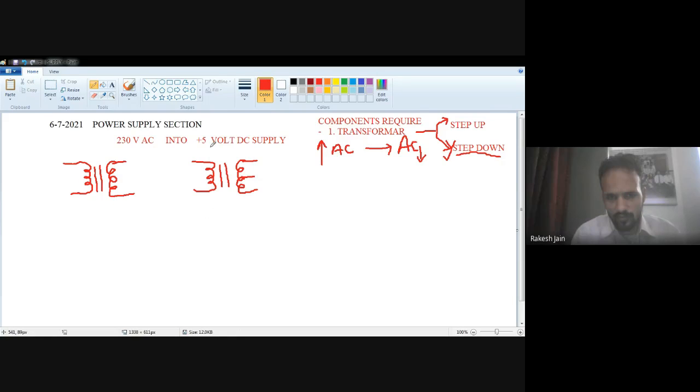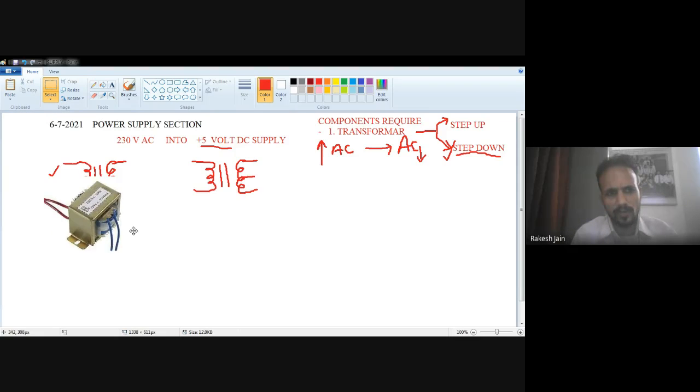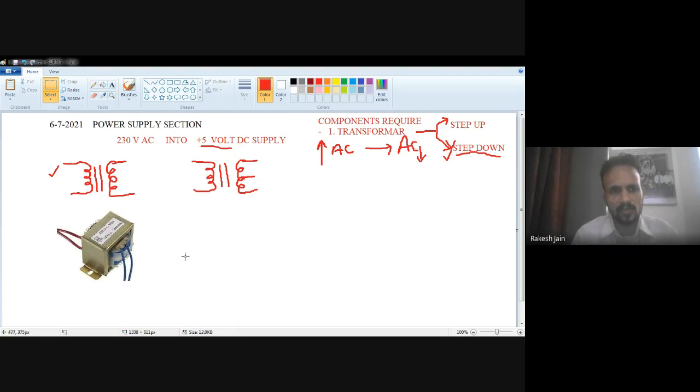To get the plus 5 volt DC supply, we can use any kind of transformer, no problem. So let's suppose I use this simple transformer. How will they look? Practically, I am going to show you the transformers, how they practically look. The simple transformer in which there are two primary and two secondary wires looks like this one.